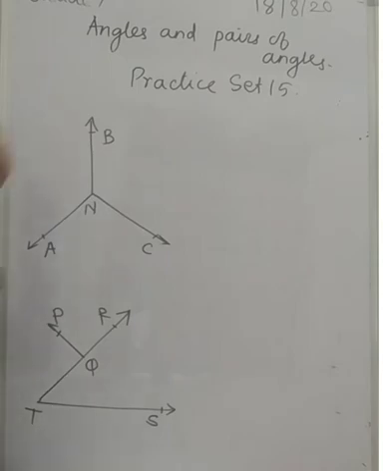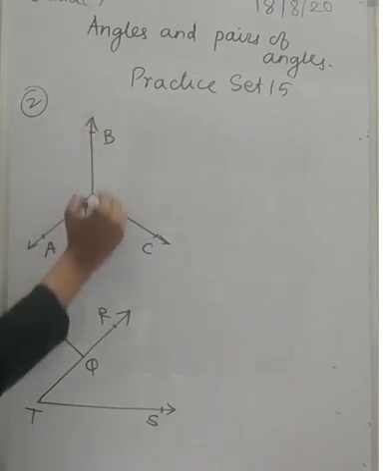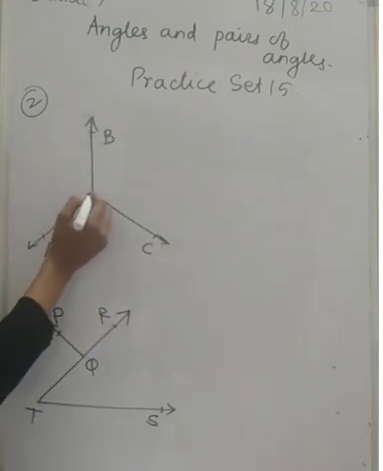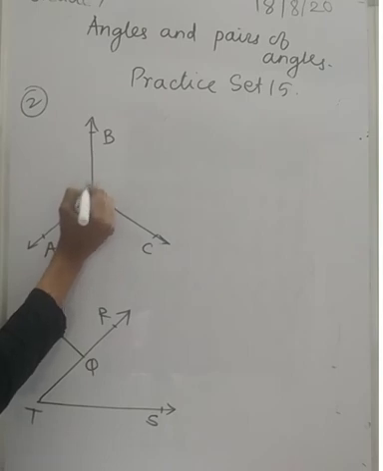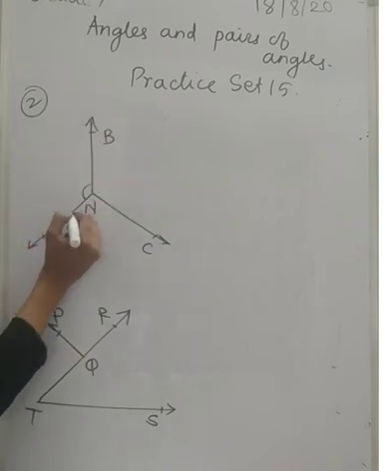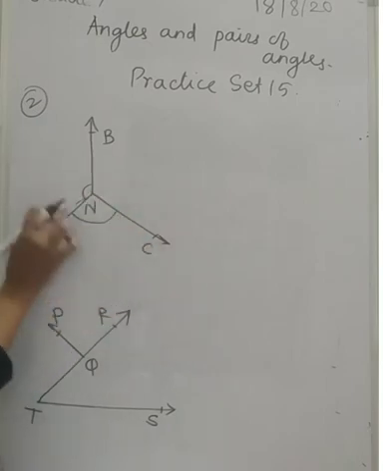Now this is the second question from practice set 15. Question number 1 is your homework. You have to write the points in the interior, exterior and points on the arm. That is very easy, so I am going to start with problem two. Here you need to write the pairs of adjacent angles. Now in this diagram, which angles are adjacent? See, this angle BNA and this angle are adjacent because they have this AN as common side.